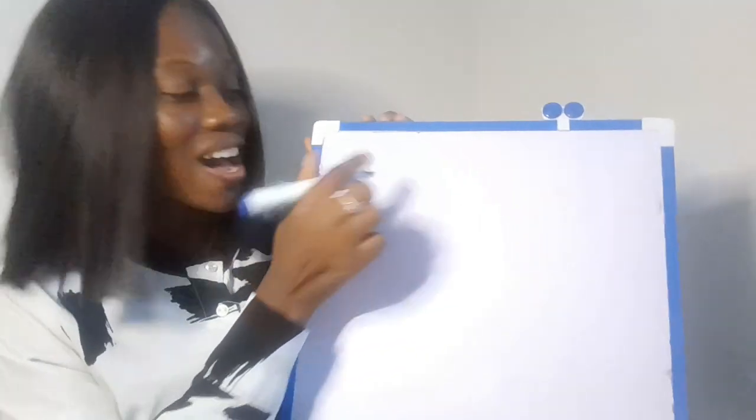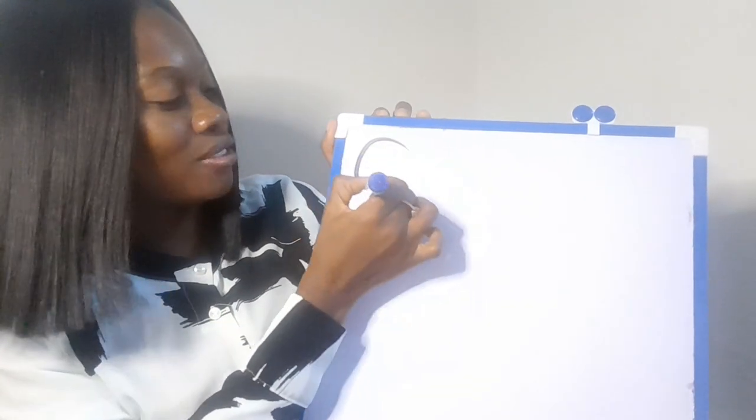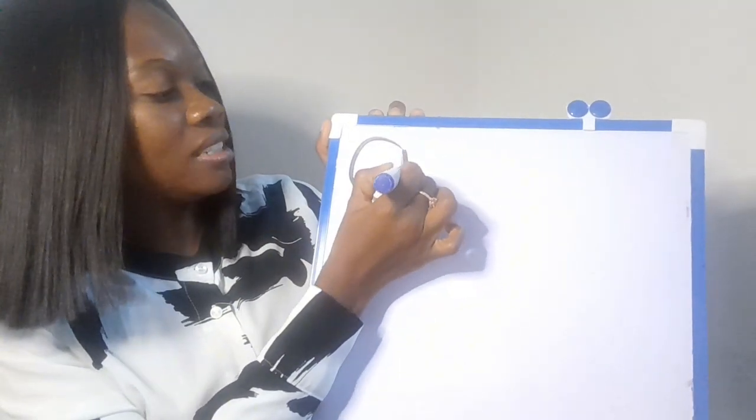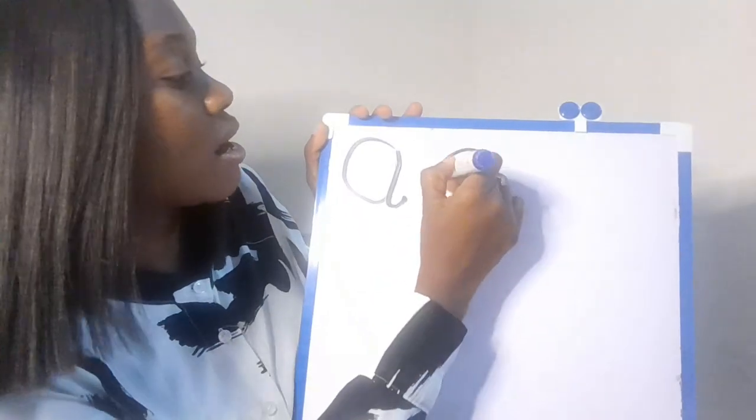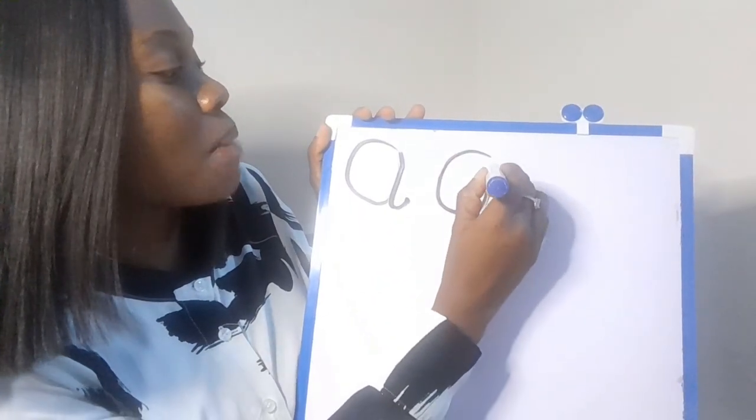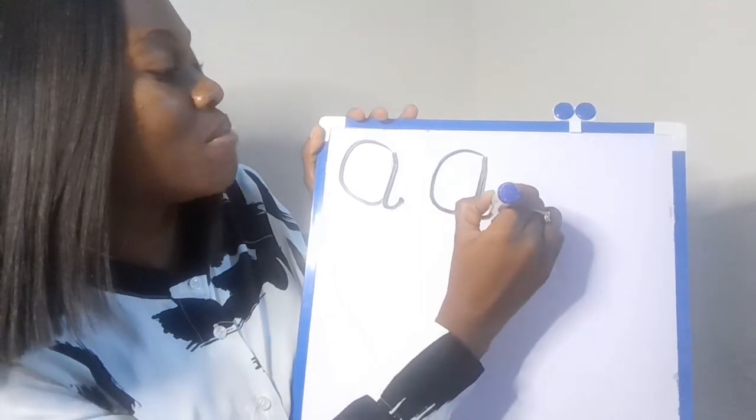Good job. So let's go. Now let's go. One to go. A back curve. Go up. Down the same line and make a loop. Beautiful. A back curve. Go up. Down the same line and make a loop.